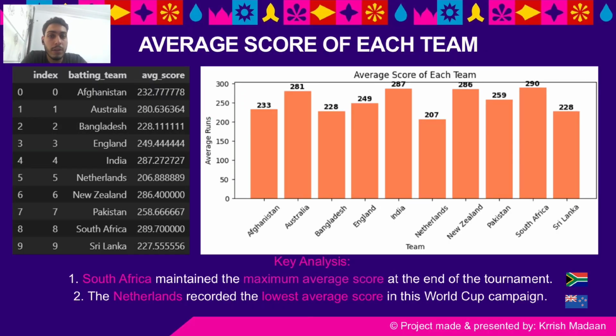So moving further, the average score of each team. From here, you can see the average score of each team in the bar chart as well as in the table. To see the maximum and minimum average score, the maximum average score was of South Africa, and the lowest average score was of the Netherlands.